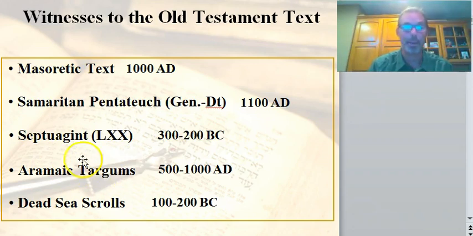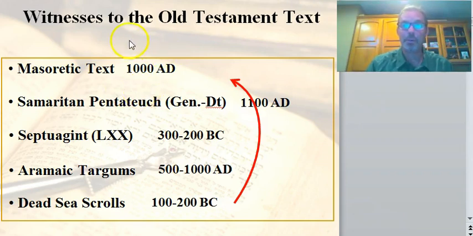Another witness is the Aramaic Targums. These are fairly old. They are written in Aramaic, so not exactly Hebrew, but the Targums are actually loose paraphrases, so they don't actually accurately translate the Hebrew Old Testament text. Another witness to the Old Testament text is the Dead Sea Scrolls. And you can see that the Dead Sea Scrolls are old. The Dead Sea Scrolls were written in Hebrew. The bad thing about the Dead Sea Scrolls, however, is that they're not complete.